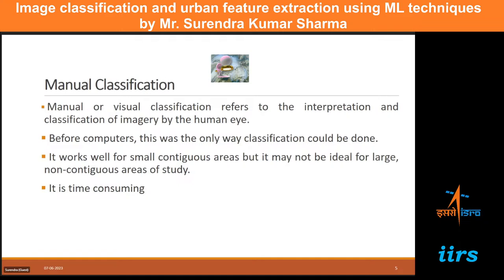Earlier this was the only way, because computers were not there. Manual classification was the only way to classify the remote sensing image. It works well for a small area, but if our area is larger, then manual classification is tedious to do, and it takes a lot of time.